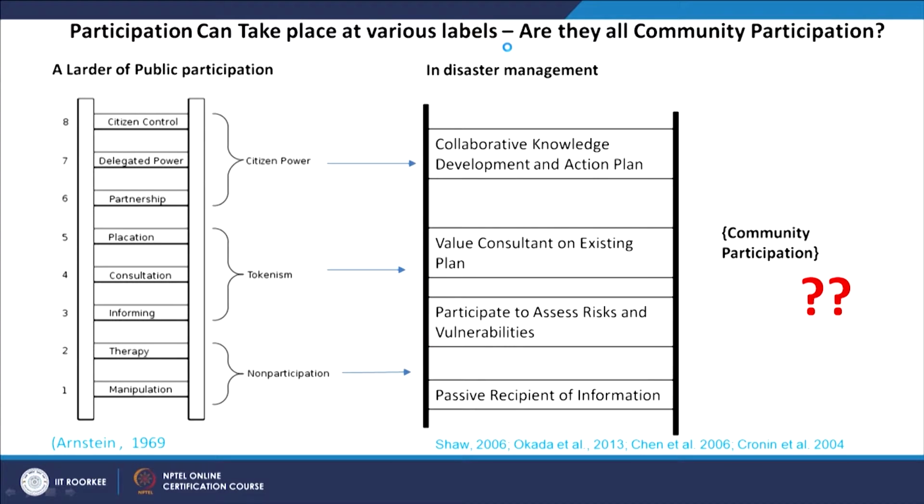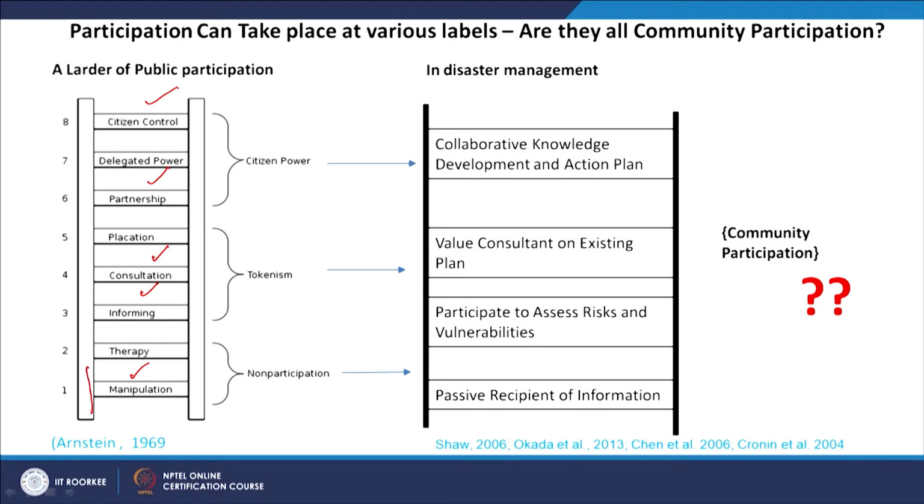This is one of the classical models developed by Arnstein, talking about the types of participation, a ladder of public participation. If you look at the left-hand side, you can see it starts from manipulation, then information, consultation, partnership, and citizen control. Let us convert this model into the disaster risk management context.